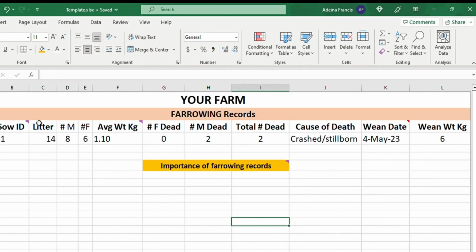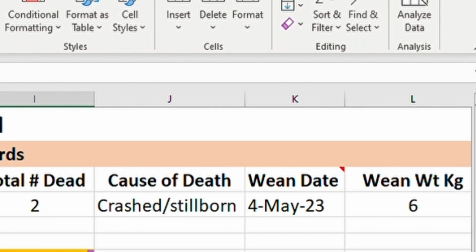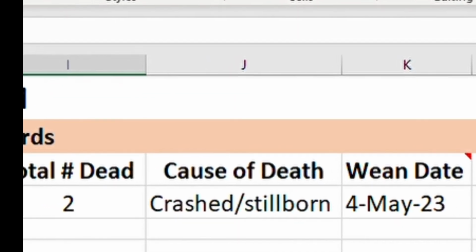And one thing you should also take note of is the death of the piglets. If they died, what caused the death? Is it due to crushing by the sow, or were they born dead, that is, stillborn? So you should also be able to know all this. And if you're weaning your pigs at 4 weeks or 6 weeks old, you should also know the exact day.